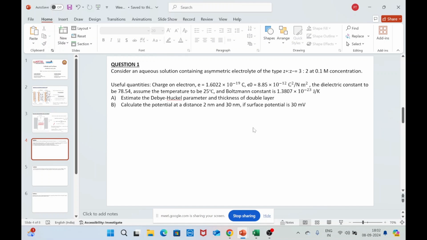After that, they are asking you to calculate the potential at a distance of 2 nanometers and 30 nanometers if the surface potential is 30 millivolt. So I think part A will be easy because it's something we solved previously also. Only question B is different. So please solve it and let me know the answer for part A. Then we will progress to part B.